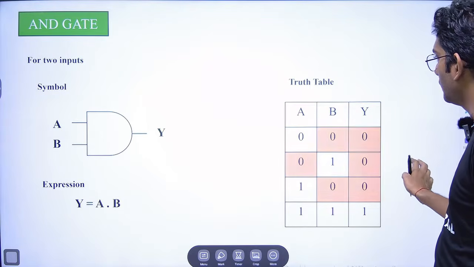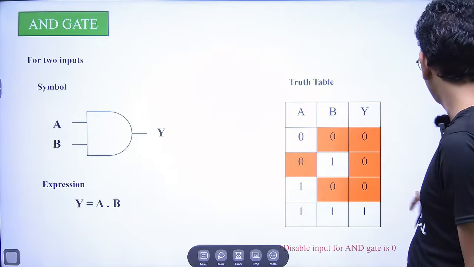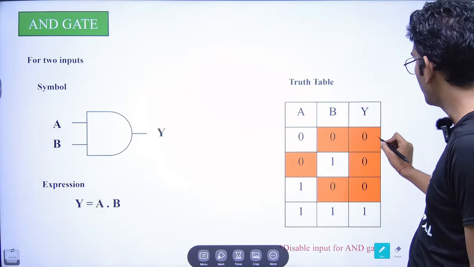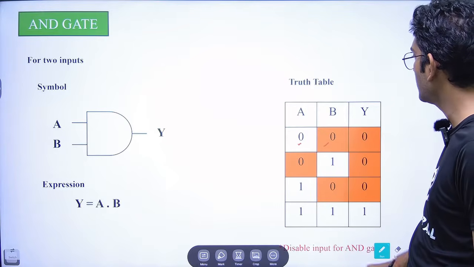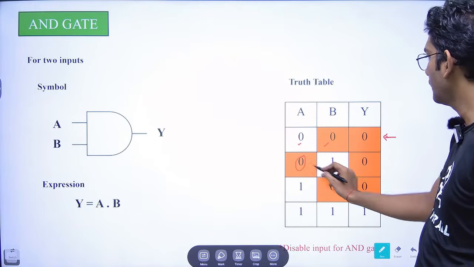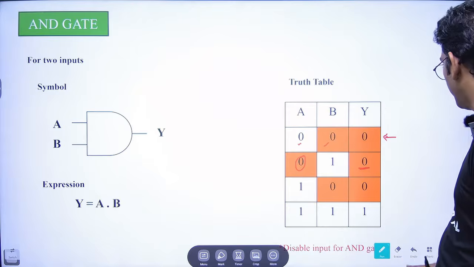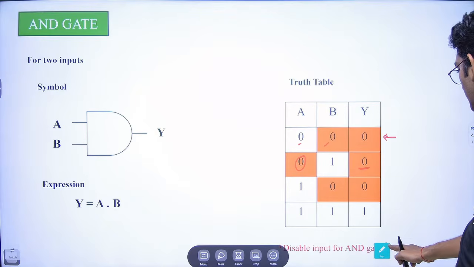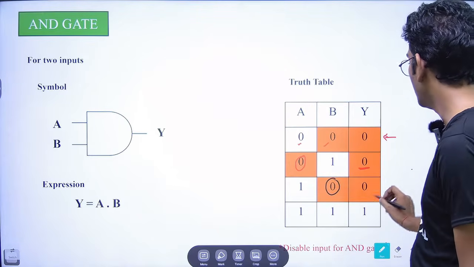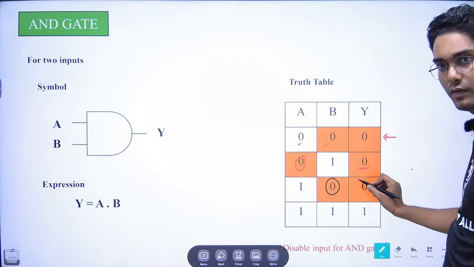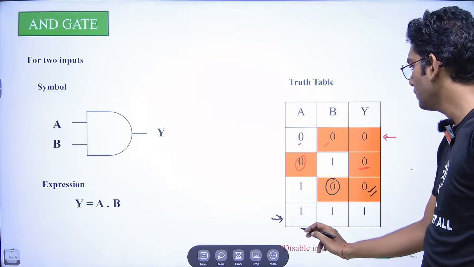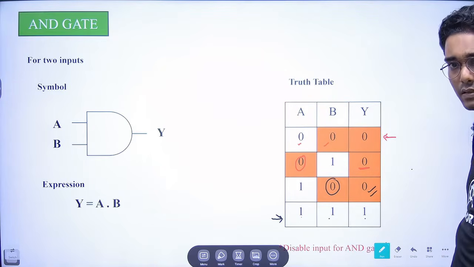The function of this AND gate is, if any of the inputs is 0, then it will give 0 as the output. You can see here A and B, both the inputs are 0, so we are getting 0 as our output. Here A is 0, so we are getting 0 as our output. Here B input is 0, so we are getting Y as 0. In the last case, both the inputs are 1, and only then are we getting the output as 1.